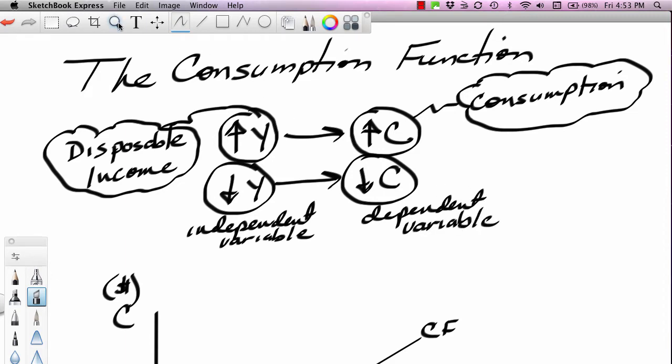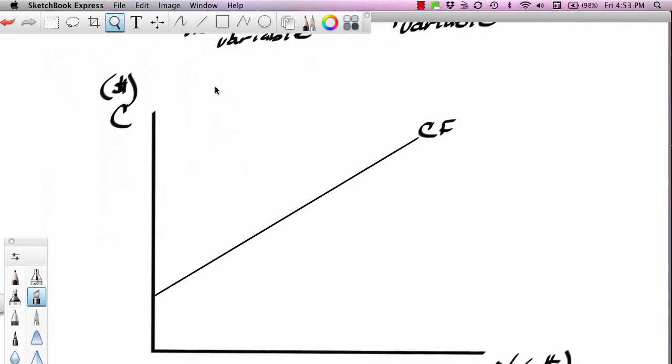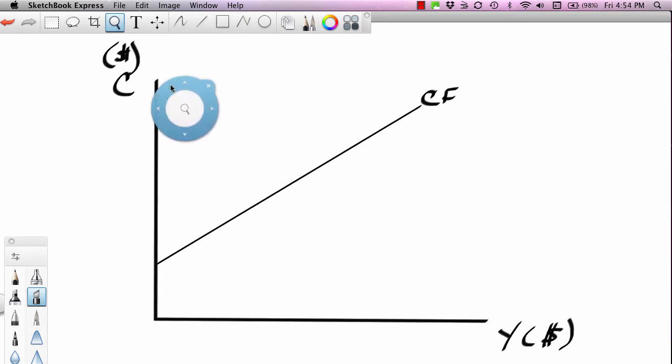Okay? Now let's go ahead and tie this into a two-dimensional graph. I've plotted a two-dimensional graph, and what I have put on the y-axis is consumption, because normally we put the dependent variable on the y, or the vertical axis, and I've put disposable income on the x-axis, and that again is the independent variable. So the x-axis is Y, disposable income, and the y-axis is C, which is consumption.